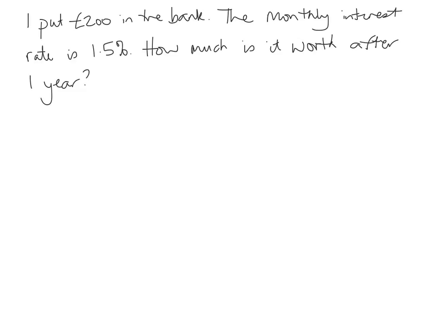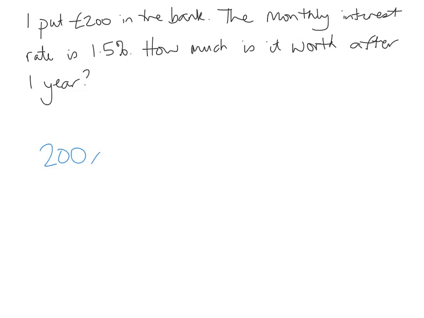I've put £200 in the bank. The monthly interest rate is 1.5%, and I want to know how much it's worth after 1 year. Now, if I needed to do this same question 12 times, 1 plus 1.5 over 100, get an answer, then times by 1 plus 1.5 over 100 again, and so on, I'd get very bored. I'd probably run out of space on my page, and I'd run out of time in an exam. But I can do it all in one step.